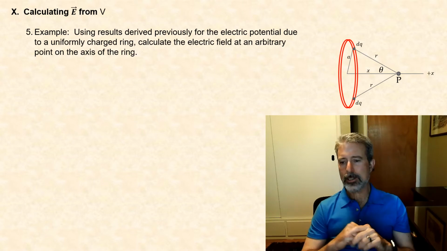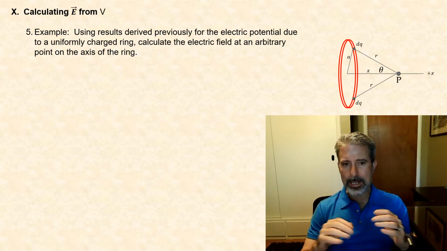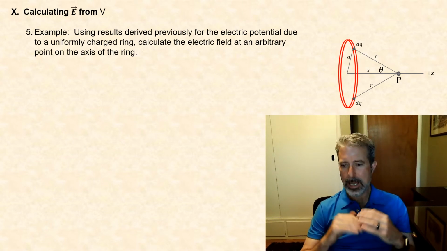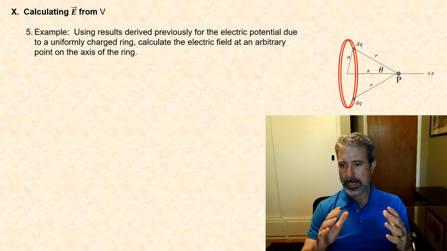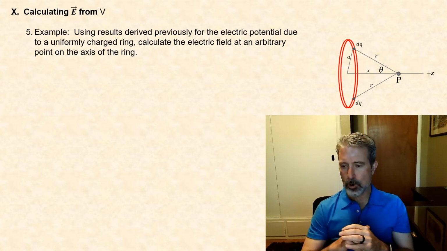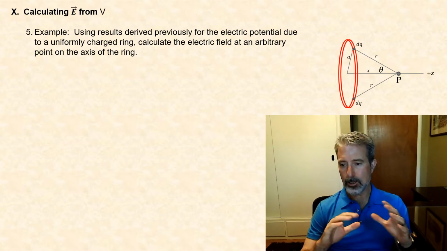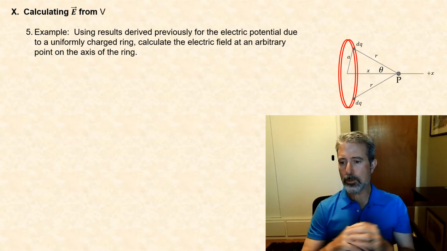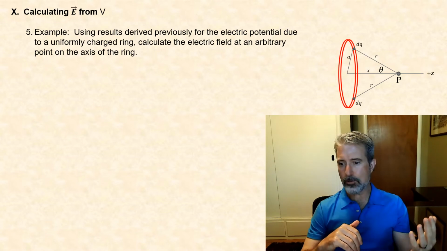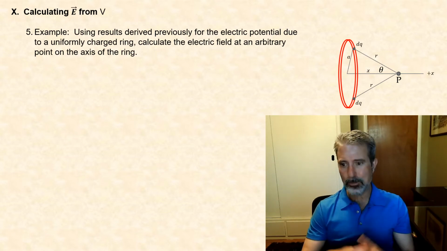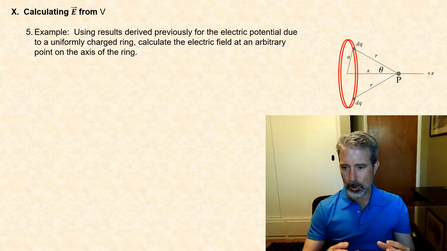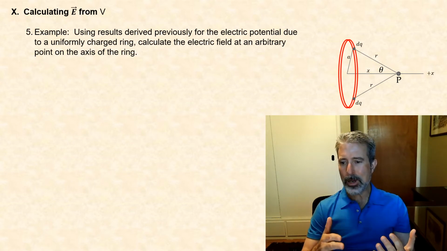So let's look at an example where we apply this new approach. We're going to take the example of the charged ring. Since we found the electric potential along the axis of a uniformly charged ring in part 2 of our unit on electric potential last time, we're going to start there. We're then going to differentiate it to derive the expression for the electric field.